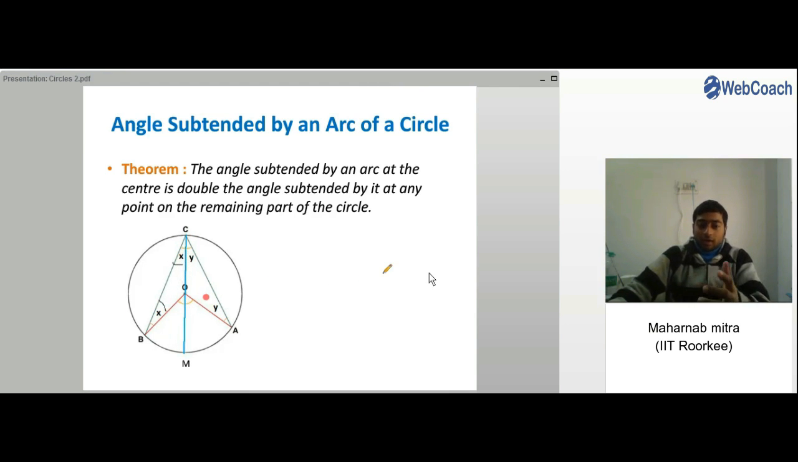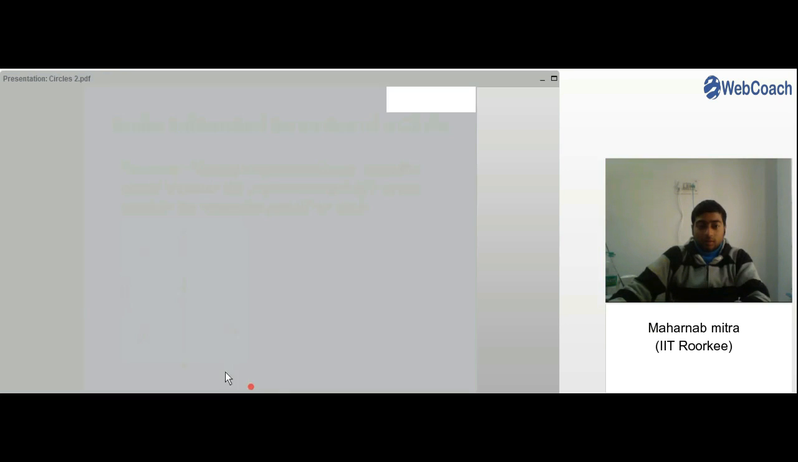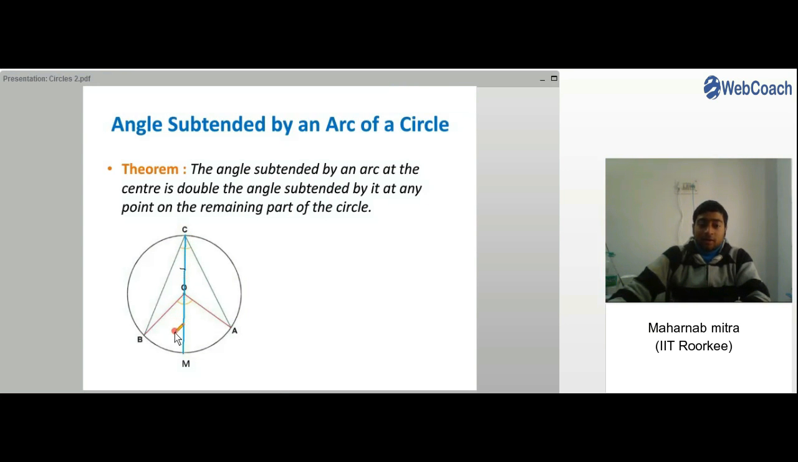And why is that? If you see triangle BOC, this arm is nothing but the radius of the circle. This arm is also the radius of the circle, right? So triangle BOC is an isosceles triangle with BO equals CO, so its base angles, which are this angle and this angle, must be equal, right? And also for triangle AOC, OC is the radius as well as OA is the radius, so both of them are equal. So again their base angles, which are this and this, must also be equal, because it is an isosceles triangle.